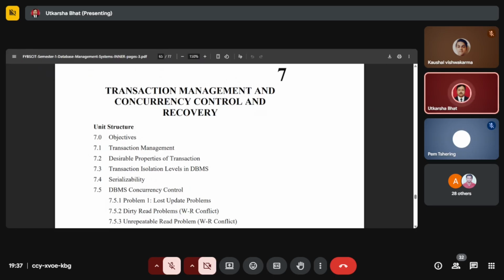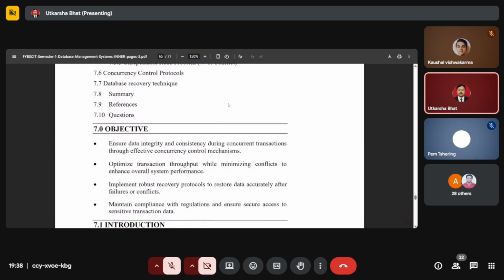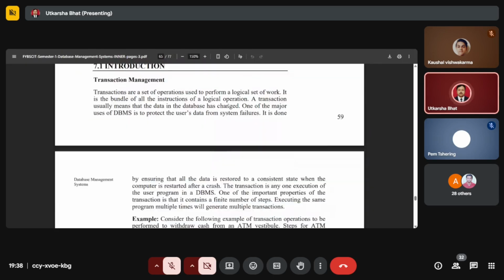So today we will see transaction management: how various transactions are managed for the database, and what concurrency control and recovery are. Basically, transaction management is a set of operations used to perform a logical set of work. Different operations are there inside it to perform the logical set of work. It is a bundle of all instructions of a logical operation. A transaction usually means that the database has changed.